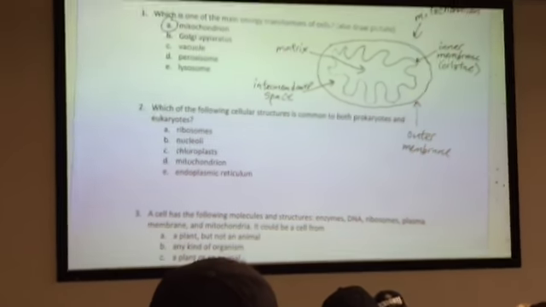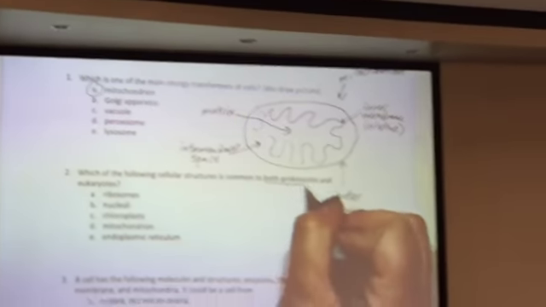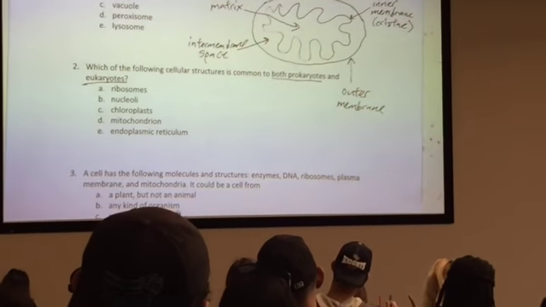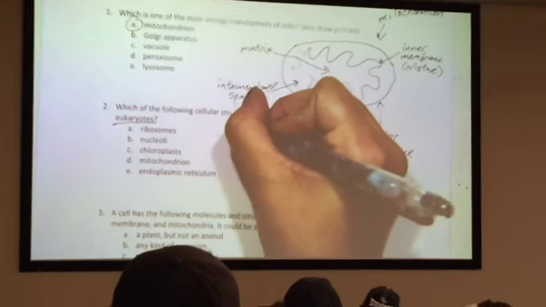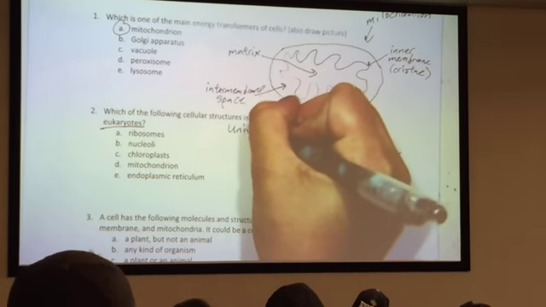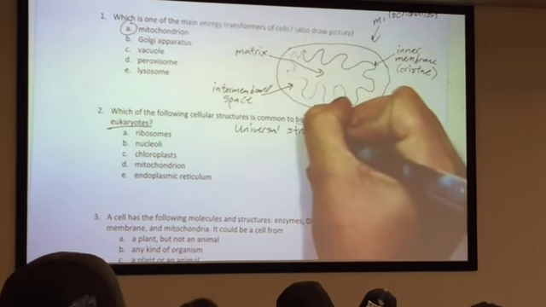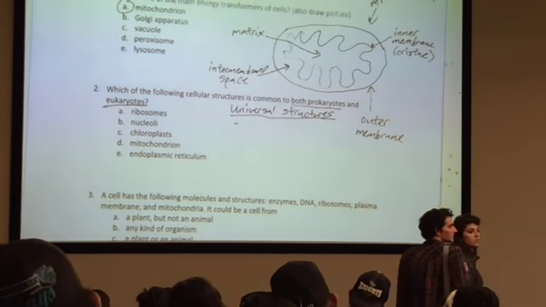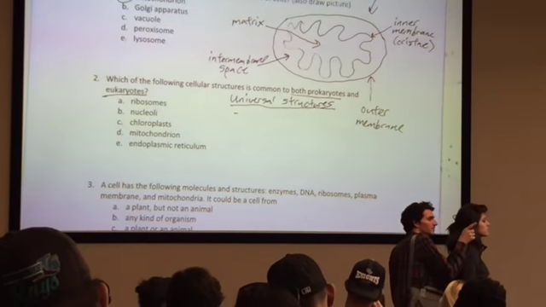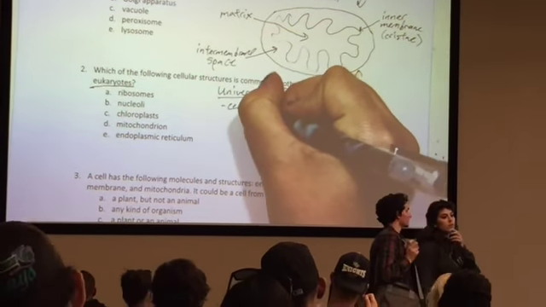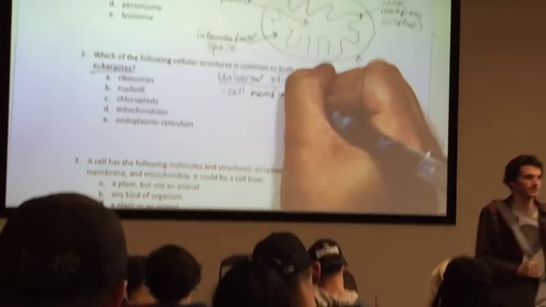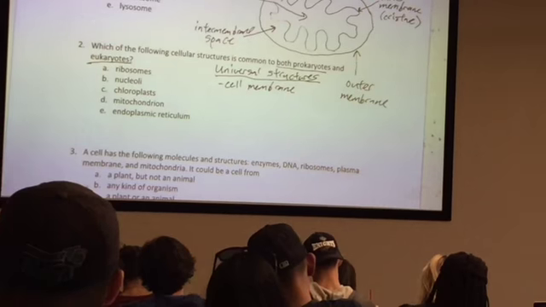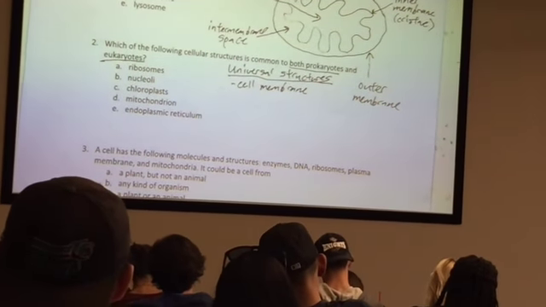Alright, second one. Which of the following cellular structures is common to both prokaryotes and eukaryotes? So this is the classic, what is universal? Okay? So I'm going to just go ahead and write this. Universal structures, or any kind of cellular components. Alright? Let's think about this. Every cell, no matter what kind of cell, has a cell membrane. Right? Because we have to contain it somehow. They might have a cell wall, they might have other stuff, but every cell at least has a cell membrane.